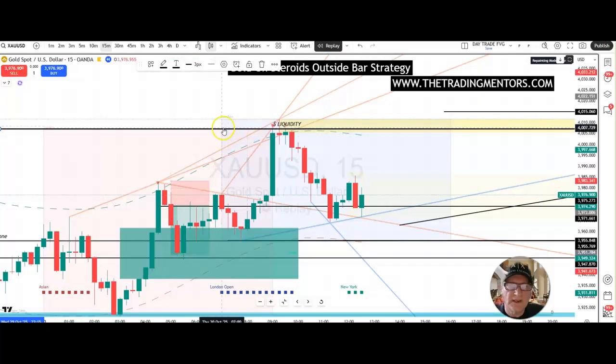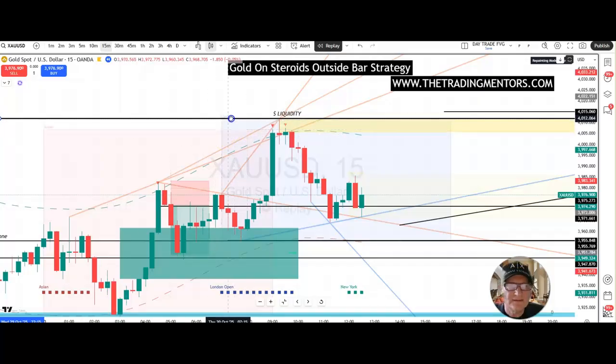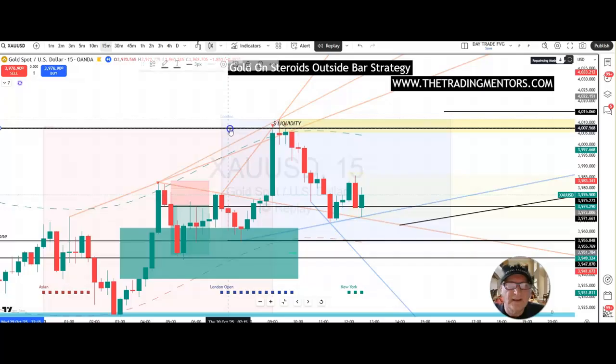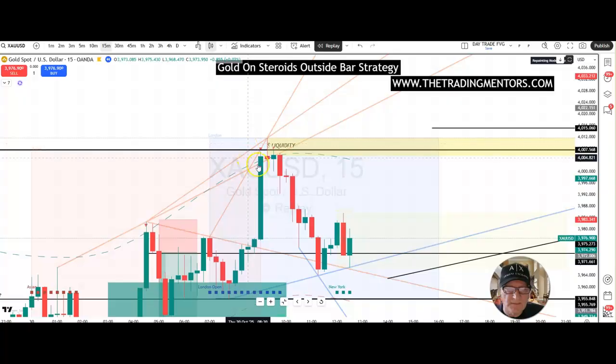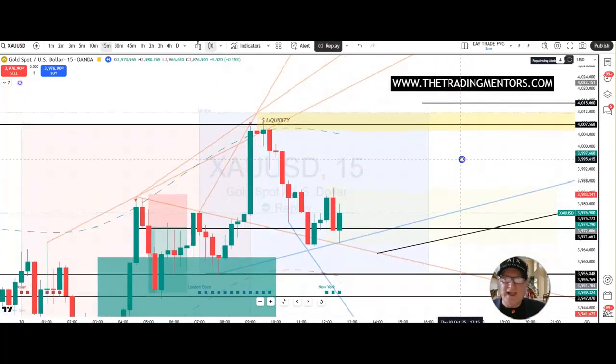And we have London high here. And we have an outside bar. So the outside bar means that the price has come outside the channel. It does not like it outside the channel at all, at any time. And we can see that the price moves down.